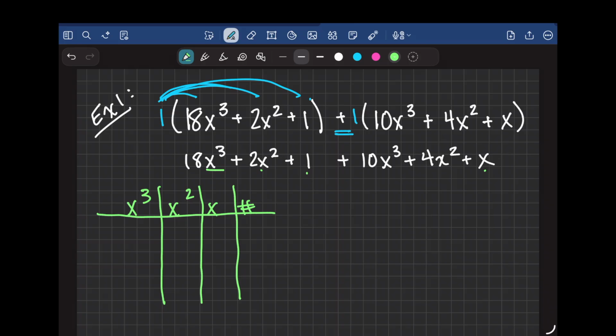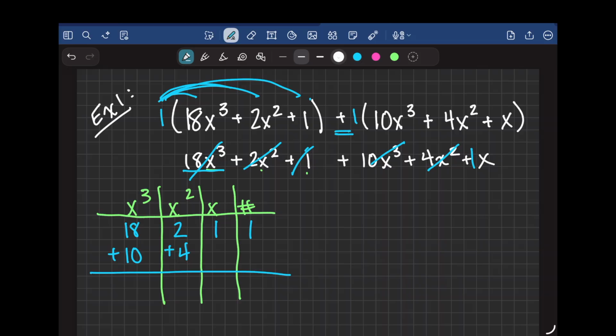And I'm just going to go in order here. So the first number that I see is 18x cubed. So I'm going to put 18 here and I'm done with it. With 2x squared, 2 goes here, so I'm done with this number. And then I have a 1, which goes in my constants, and I am now done with it. Looking at my last 3 terms, I have 10x to the power of 3, so I'm going to put positive 10 here. I have a positive 4x squared, so I'm going to put positive 4 here. And then I have this positive x, so again, remember, when I don't see that number in front, it's a 1, so I'm going to write 1 in my x column here.